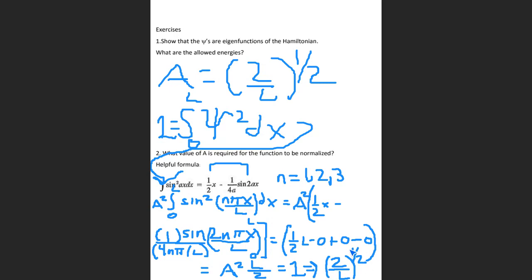Okay, so another way to recap this, A is the value it is because that is the value necessary to make the integral of the probability function come out to 1. Okay, I hope that helped anybody, or everybody. Let's try again. Did I get everything?